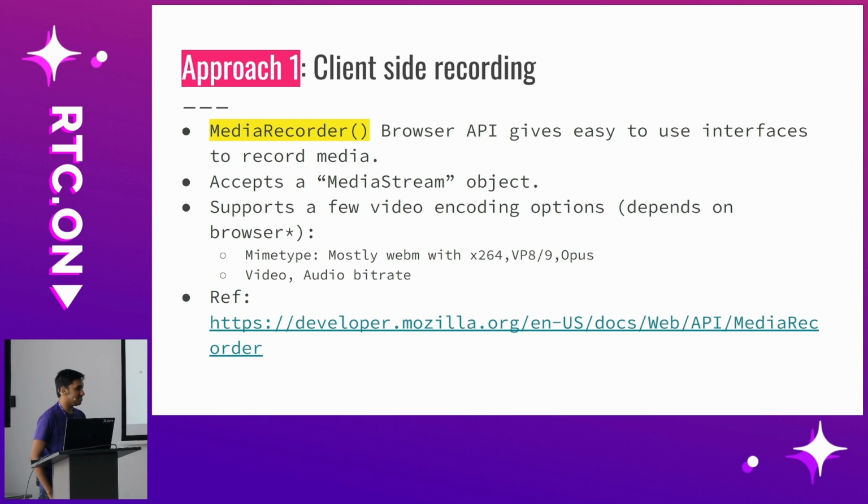The first iteration we did was right when we started, so we didn't really know about the whole space yet. I call this approach client-side recording. There's an API on the browser called MediaRecorder, which gives you really easy-to-use interfaces to record media. You can pass it any kind of media stream object. It could be from a canvas, or it could be a raw video or audio track from your SFU. It supports a few video encoding options. You can set the MIME type, you can have a WebM with X264 inside it, or VP8 or 9. And you can also set the video and audio bitrate. So you have a few options to tweak.